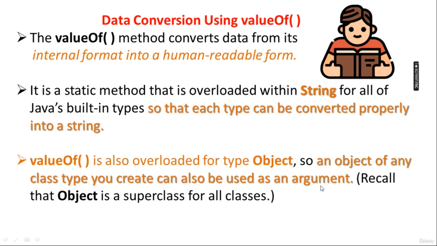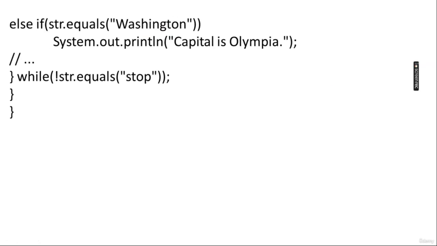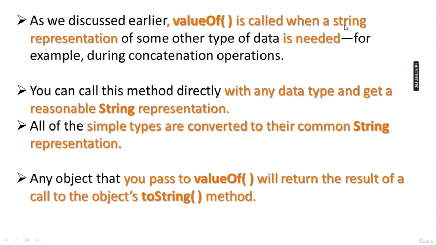It is a static method that is overloaded within String for all of the Java built-in types, so that each type can be converted properly into a string. valueOf is called when a string representation of some other type of data is needed. So if at any time you want the string representation of a boolean, it will be convenient for you to use the valueOf method. You can call this method directly with any data type and get a reasonable string representation of it.